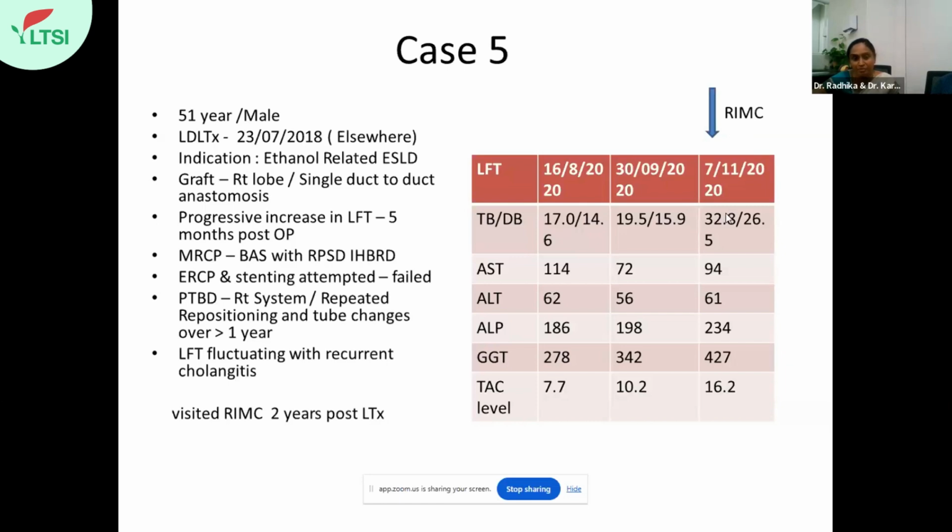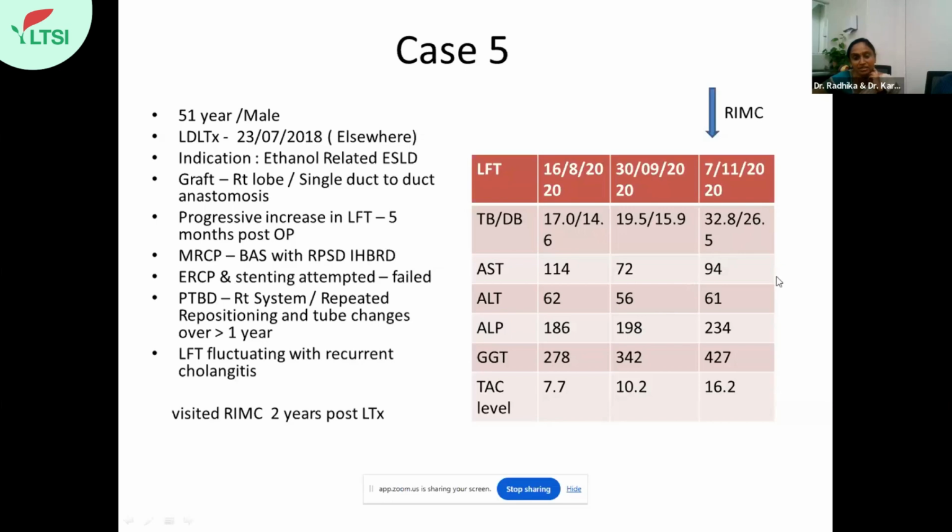There was biliary duct dilatation. So an ERCP stenting was attempted there, which failed. Subsequently, he was placed on PTBD and external drain to the right system. Over the course of the next 1.5 years, he had repeated tube blocks, repositioning and tube changes with multiple cholangitic episodes. In between, they tried to internalize, which also failed. And nearly 2 years post liver transplantation, he came to us for further management.